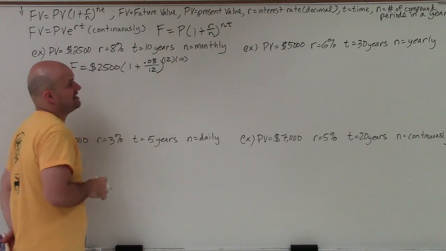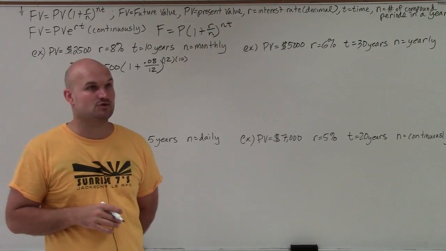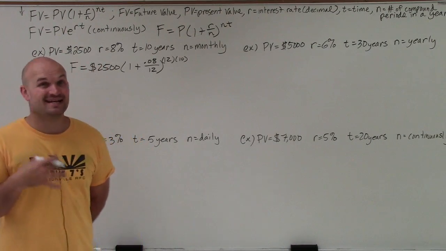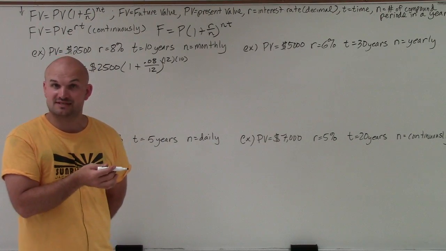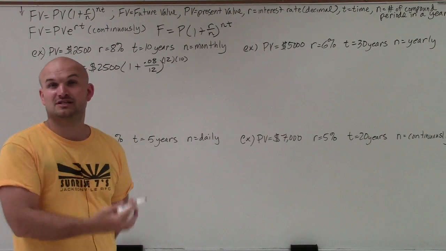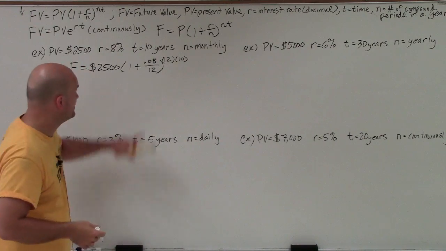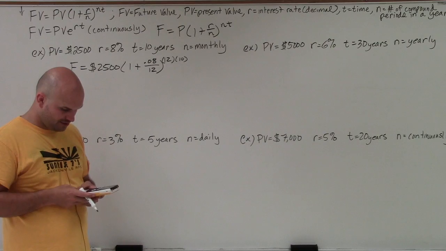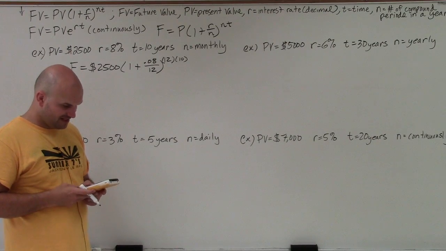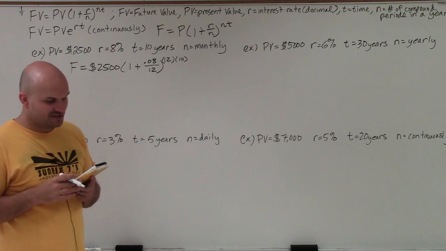So inside the parentheses, I have 1 plus 0.08 divided by 12. Well, inside the parentheses, I again have to follow order of operations. There's no further parentheses and no exponents inside the parentheses, but I have to do multiplication and division before I do addition and subtraction. So I need to do 0.08 divided by 12. I'm just going to take my calculator and do 0.08 divided by 12, and that gives me 0.00667.